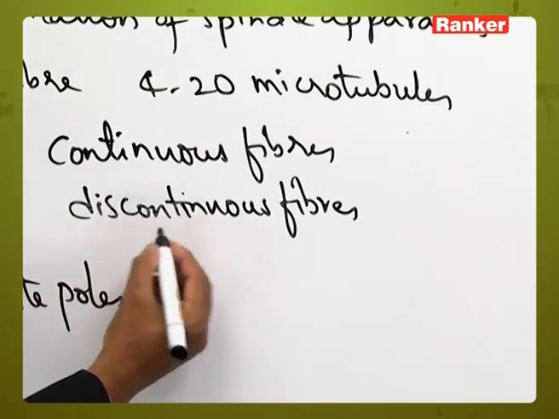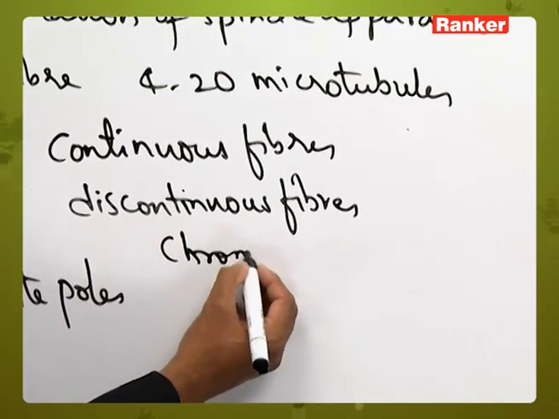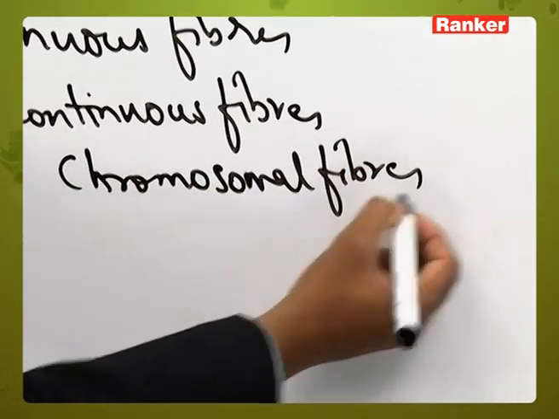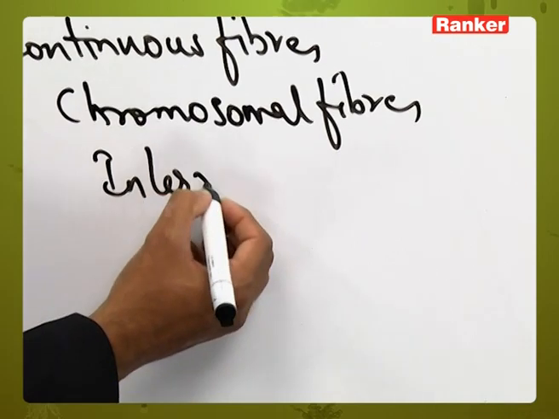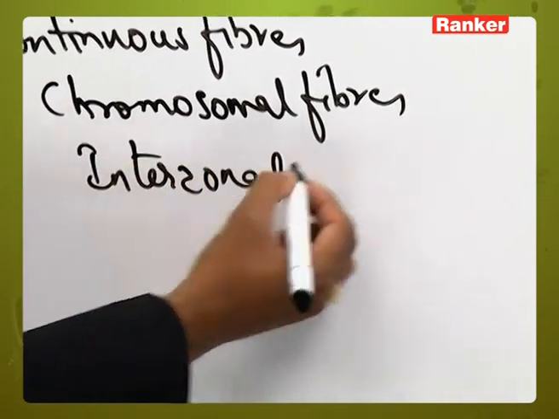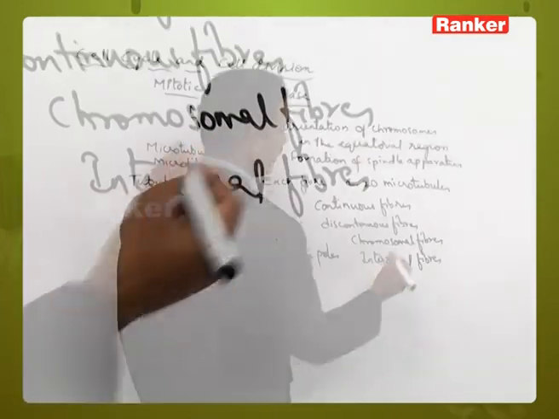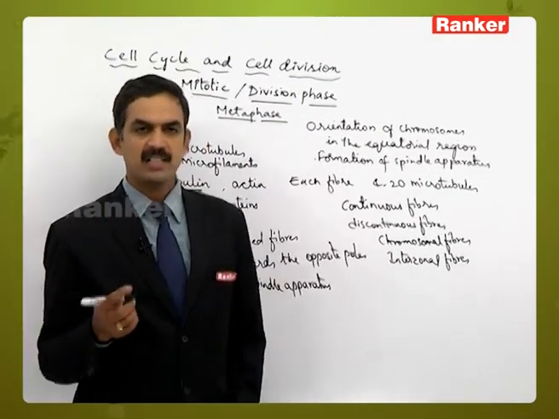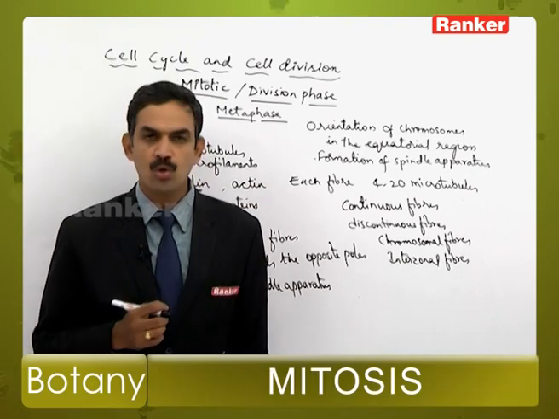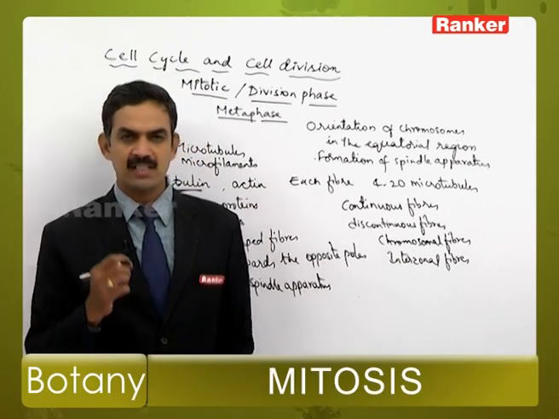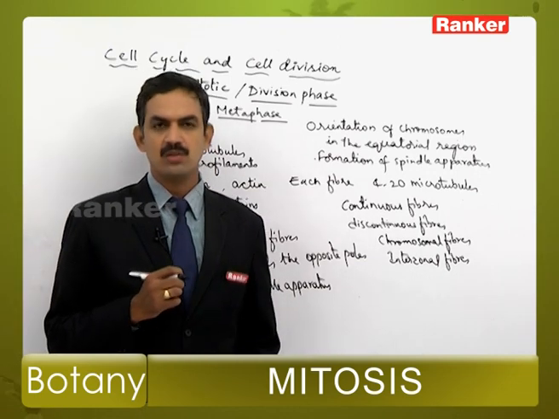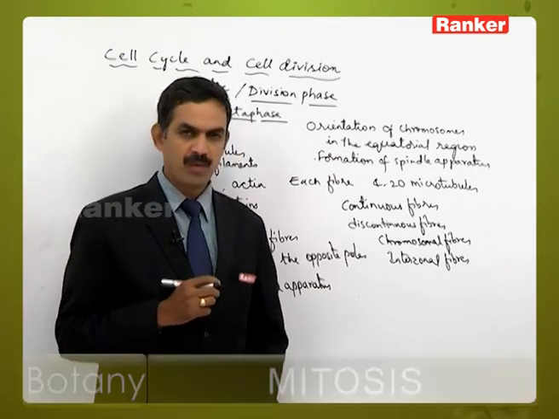These are in the form of chromosomal fibers and interzonal fibers. Chromosomal fibers are the fibers arising from the spindle apparatus that come and attach to the kinetochore region. The kinetochore region is the centromere part, the kinetochores present in the centromere. That is the reason why these are called chromosomal fibers.